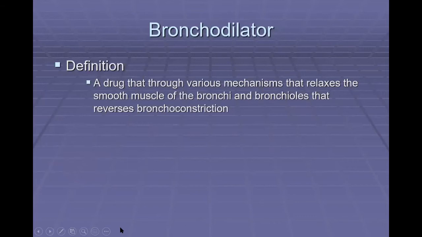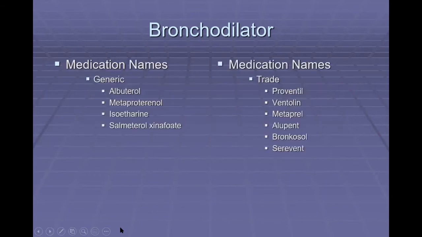Bronchodilator. So what a bronchodilator is, let's think about that word there. Broncho, okay, which is going to be in the bronchioles, and dilator, which means to open up. It opens up the bronchioles. So the definition here is a drug that through various mechanisms, it relaxes the smooth muscle of the bronchi and bronchioles. It reverses bronchoconstriction. This medication actually reverses some of the bad things that are going on there. So bronchodilator is pretty good medicine. So let's take a look at some of our bronchodilators.